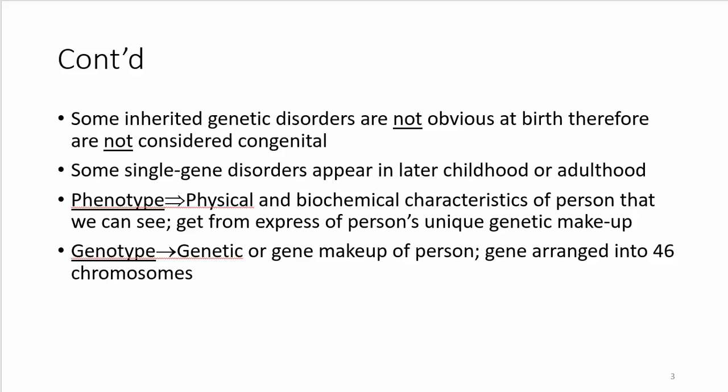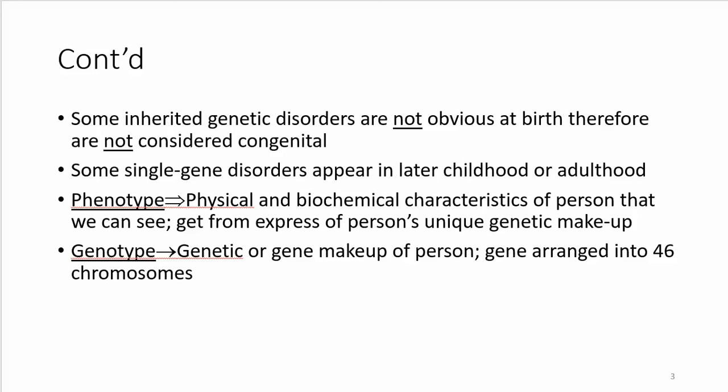So these are the genes that are expressed, and it is the physical nature of your body. The genotype is really what genes do you have, not really the ones that are expressed. So the genotype is the genetic makeup of the person. We have 23 pairs of chromosomes, and each one of those is made up of a whole bunch of genes.